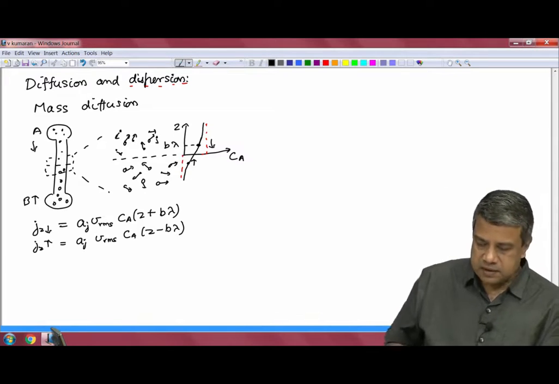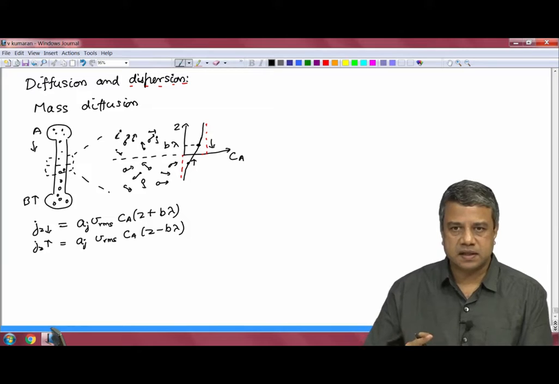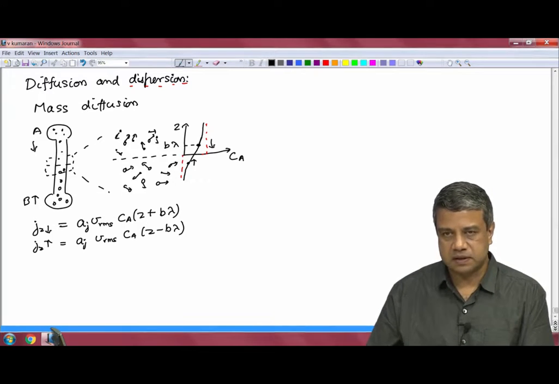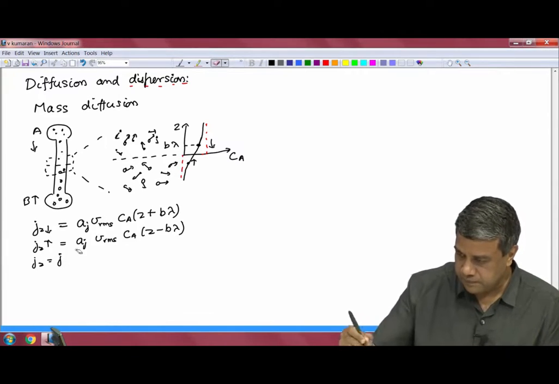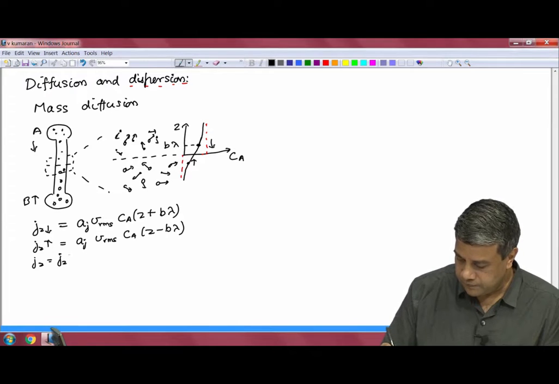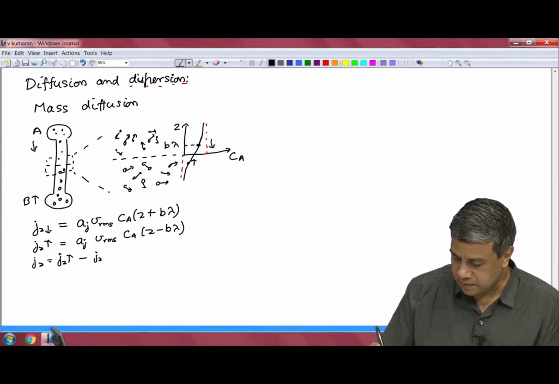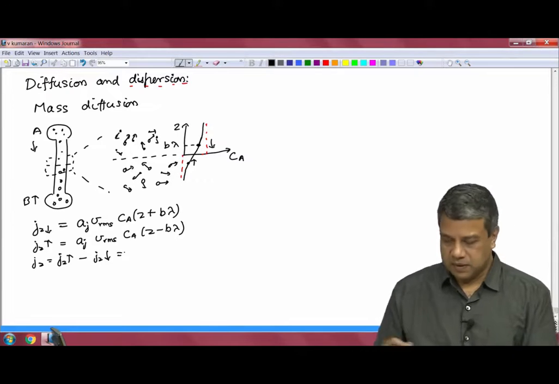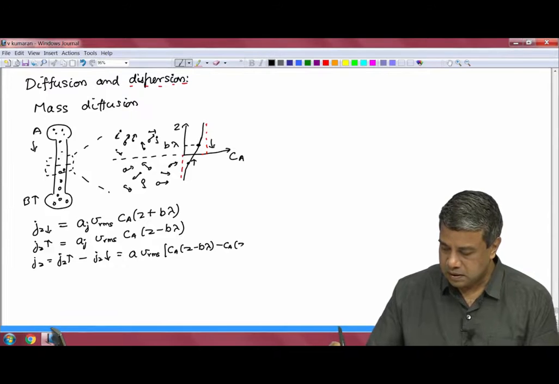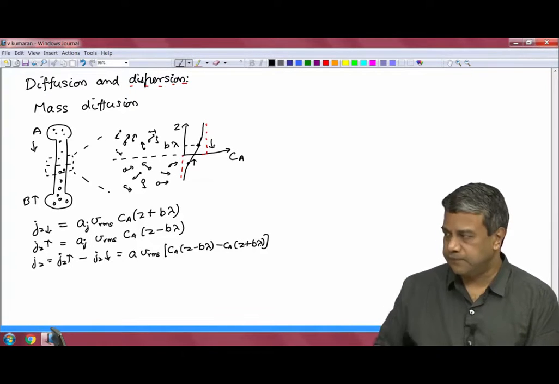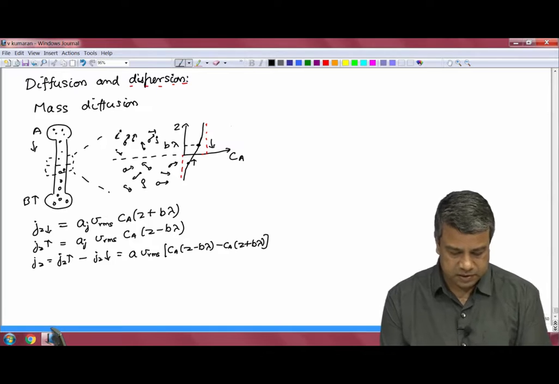So, for the total flux, if we define the flux in the plus z direction as positive, then J_z is equal to the flux going above minus the flux coming from below, which is equal to A V_rms times C_A at z minus b lambda minus C_A at z plus b lambda. That is the total flux.